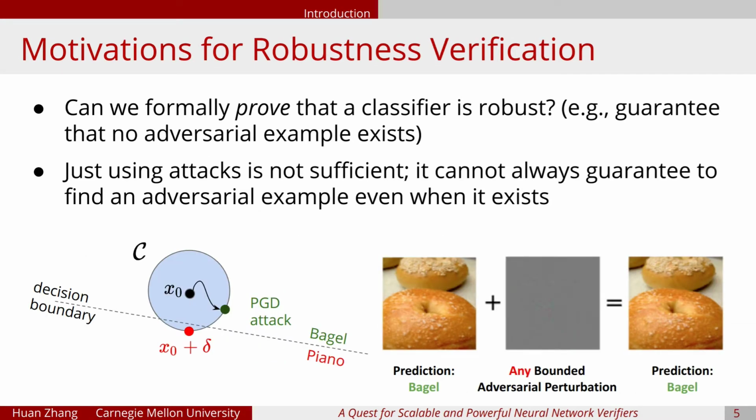The main topic of this talk, neural network verification, is about formally proving that a neural network has a certain property, such as a property on robustness, which would be saying that no adversarial example exists around a benign input image. Just conducting adversarial attacks is not sufficient to solve this problem, because it cannot always guarantee to find an adversarial example, even if it exists.